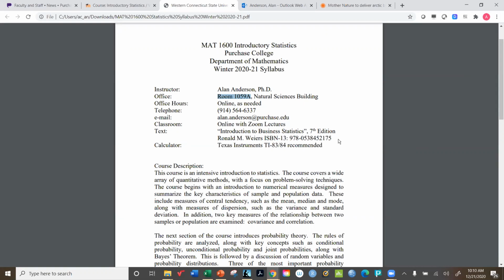But if you're thinking about taking more stats courses, you might want to get a copy of this book because it's good to have it as a reference, if nothing else. And it's not all that expensive. And then finally, we have this recommendation for the Texas Instruments calculator.